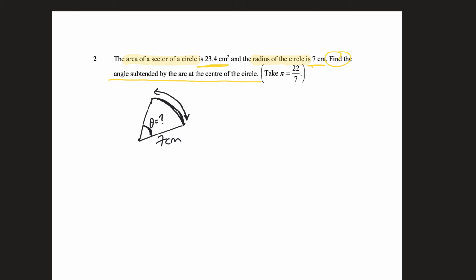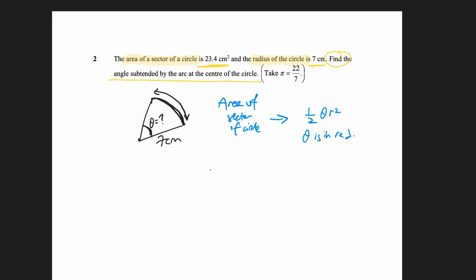And then the key formula that we remember for area of a sector is simply that the area of a sector of a circle is given by half theta r squared, where theta is in radians. So that's all we have. That's what we have. And so let's just plug in what we know.